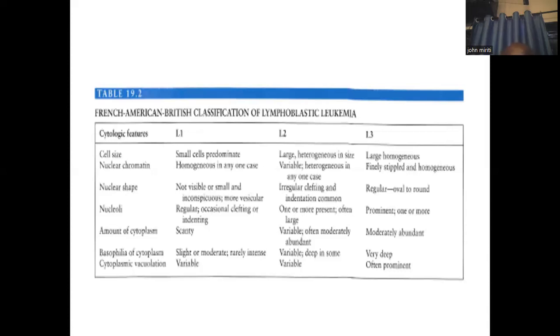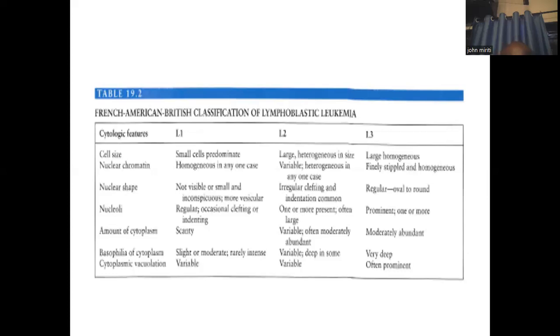Then you have to look at the nuclear shape of this type of leukemia. In L1 it is regular, occasionally clefting and indenting; in L2 it is irregular, with clefting and indentation common; and in L3 it is regular, oval, or round. Then you check the nucleoli. In type 1, nucleoli are not visible or small and inconspicuous; in L2, one or more often large nucleoli; and in L3, one or more prominent nucleoli.